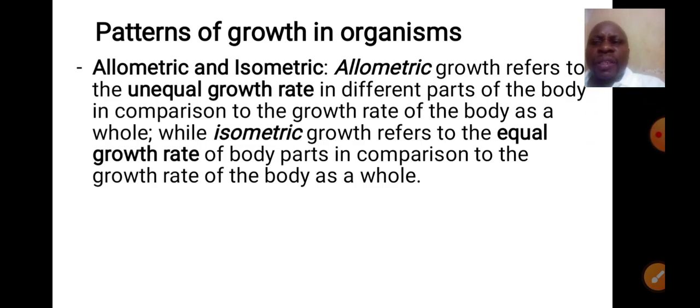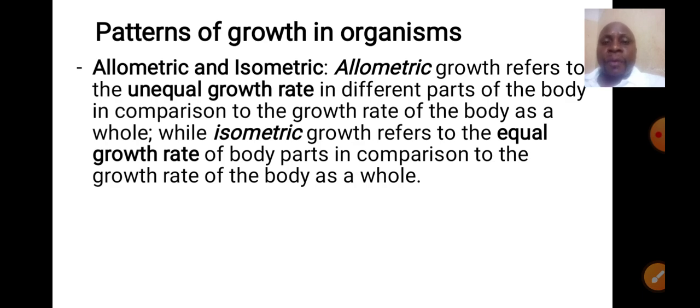So how is allometric and isometric growth pattern? How do they differ from one another? Or what is allometric growth pattern and what is isometric growth pattern? Iso, you may have heard that particular prefix. Like if you in primary school you learned about a triangle with all the three sides being equal. What do you call that particular triangle? Isosceles triangle. So iso means equal, whereas allo means unequal.